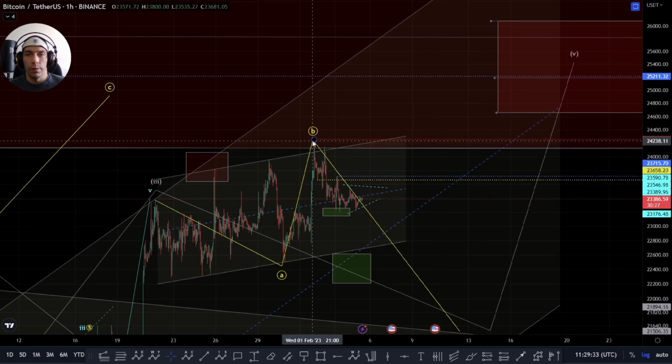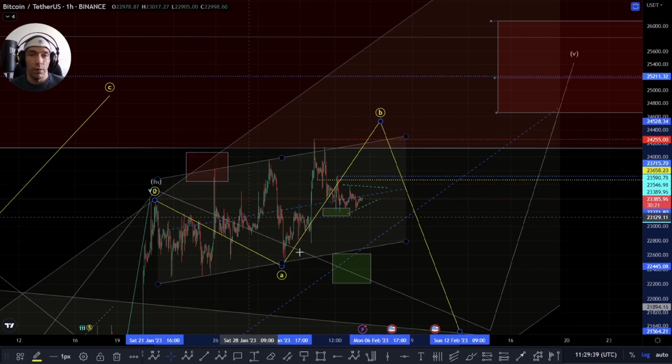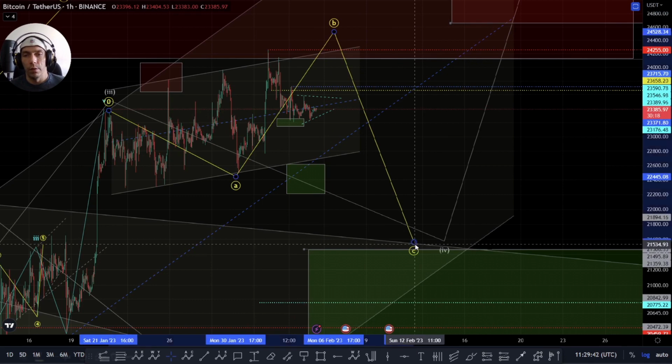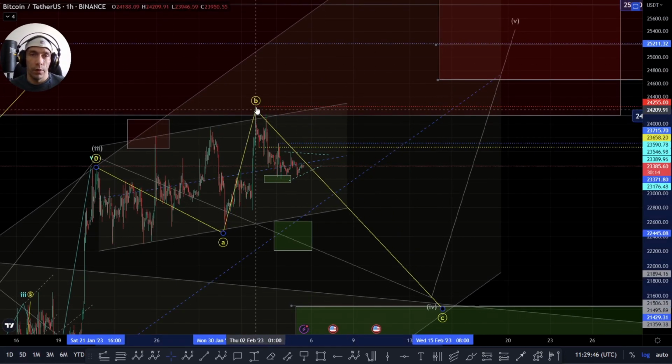We also talked about the fact this B wave might not be complete. If we push up again, we could see an A, a B, and a C, and then that could still be within this B wave, and then we actually look to break to the downside still. So this is something we're going to have to just see how it plays out.